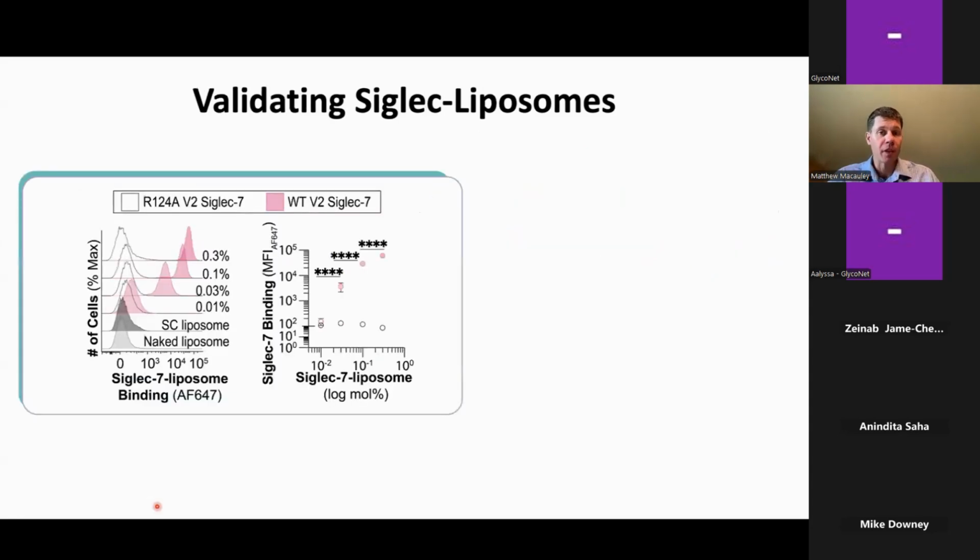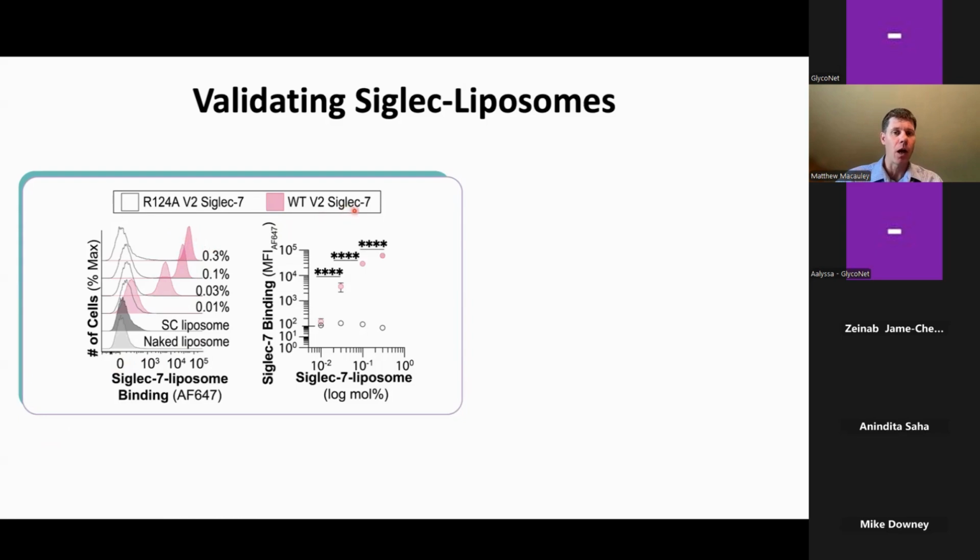So here's a little bit of validation of these Siglec liposomes. All this data now is going to be flow cytometry. And if you're not familiar with looking at flow cytometry, what you want to look at is on the x-axis, if the histogram is pushed to the right, that means that the liposomes are binding more to cells.